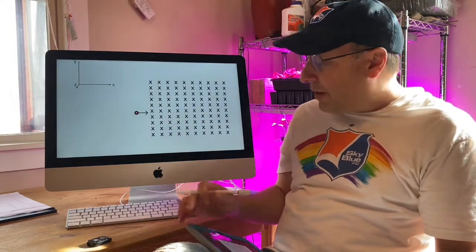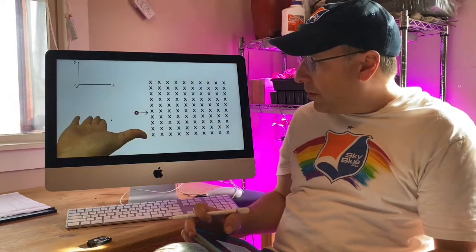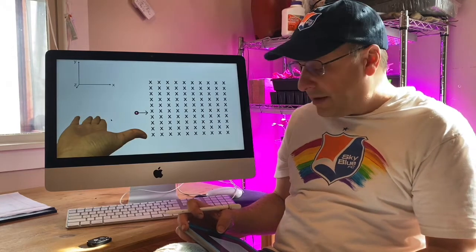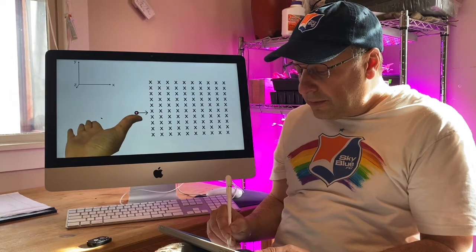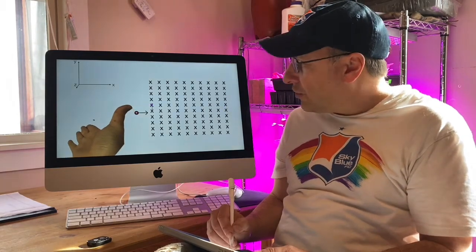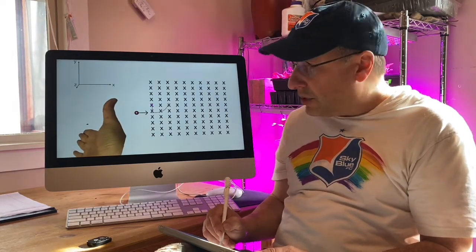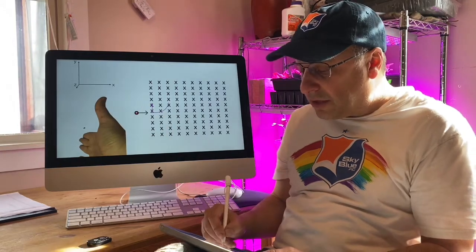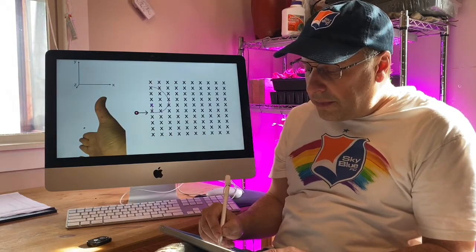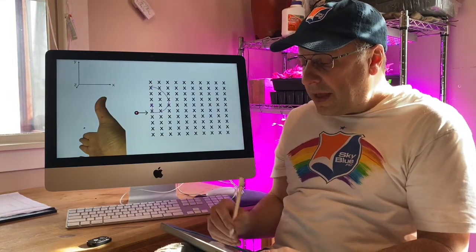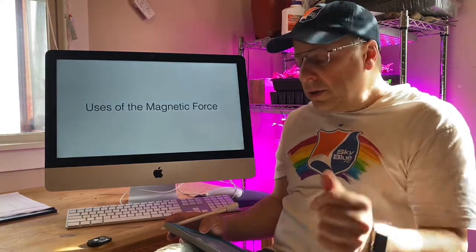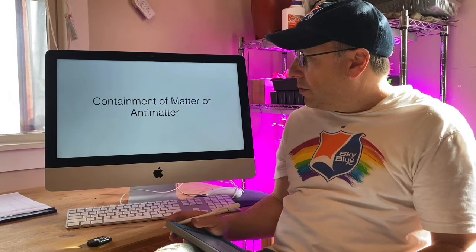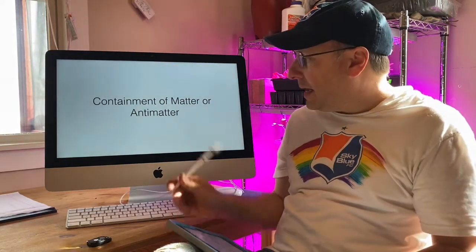We saw something very important, and that is when the particle enters into a magnetic field and the force deflects that particle, the direction it travels is constantly changing, so we constantly have to change the direction of our thumb and fingers and palm, and it creates a circular path. We use that for 2 different things. One is we use it to contain antimatter.